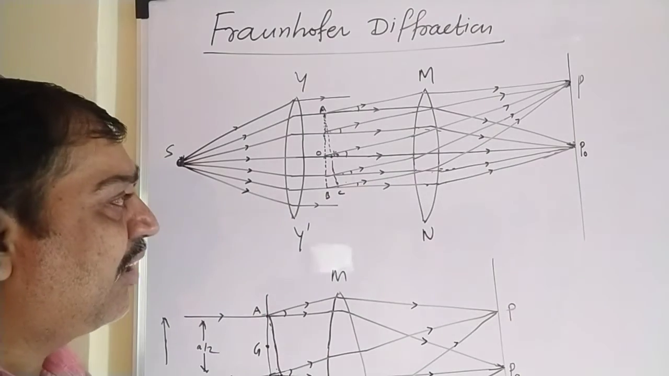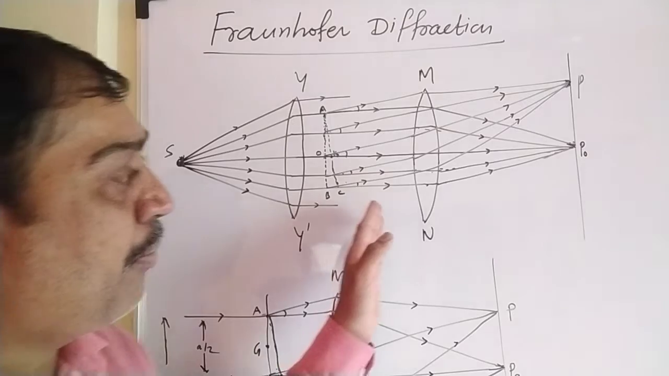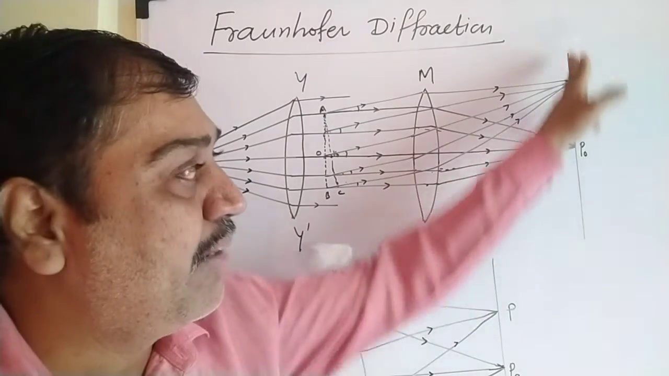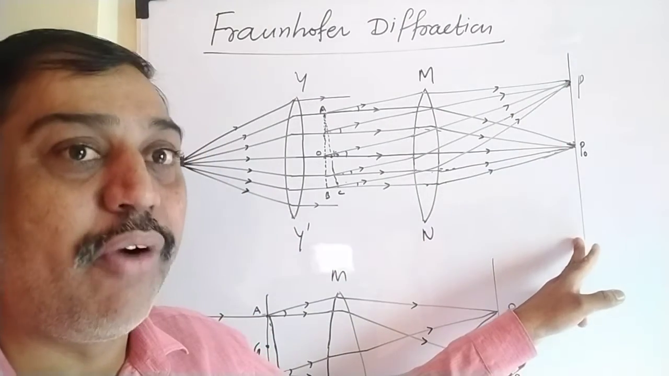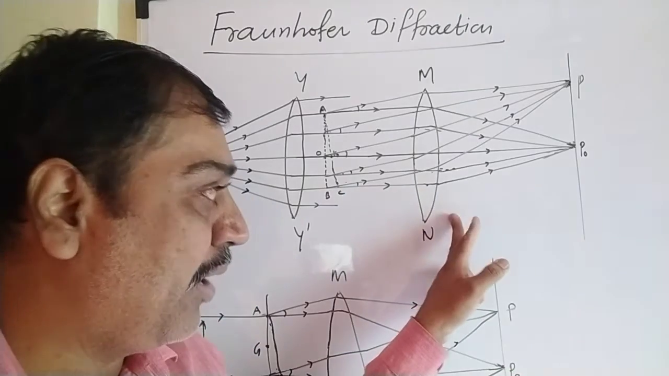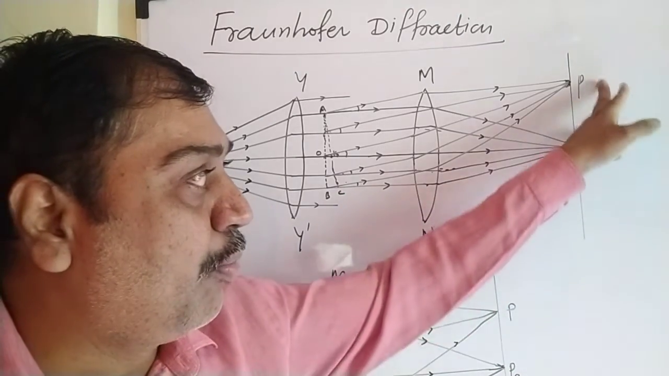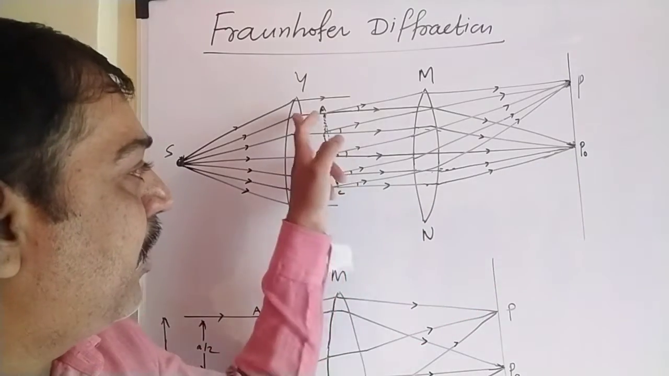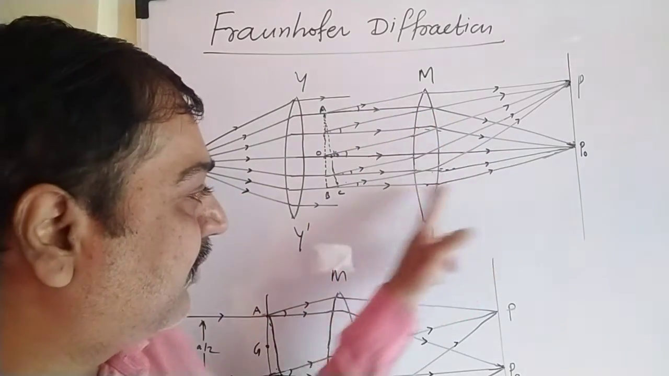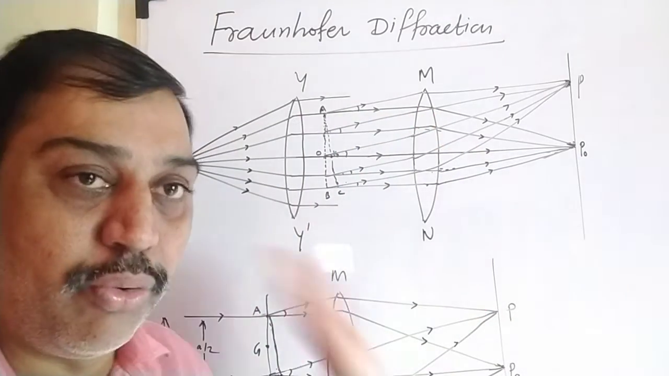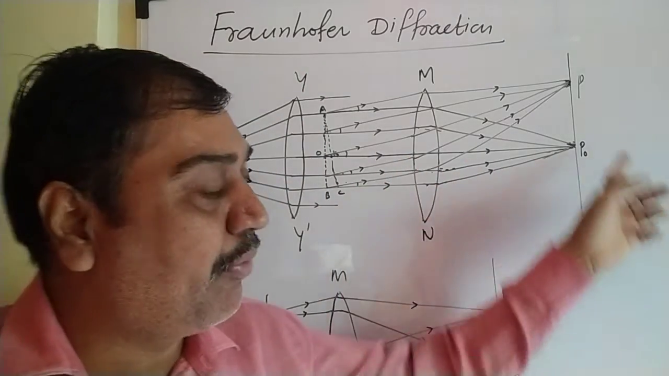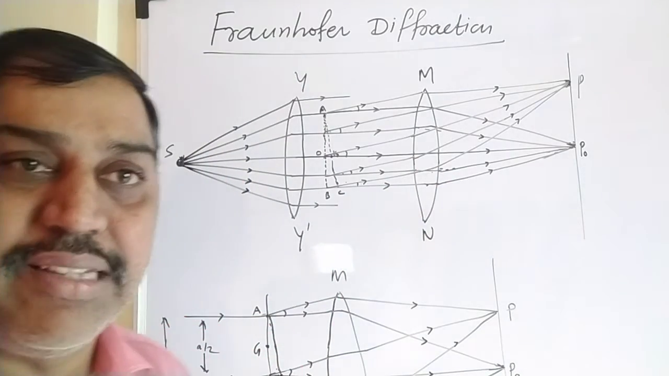Then it is seen that the second biconvex lens forms images on the screen, which must be kept at a distance of the focal length of this lens MN, so that we can observe the two points P and P0. If you consider the point P0, it is obtained due to single light waves coming directly from the source, or we can say from Y dash, and they form a point on the screen, that is P0 here.